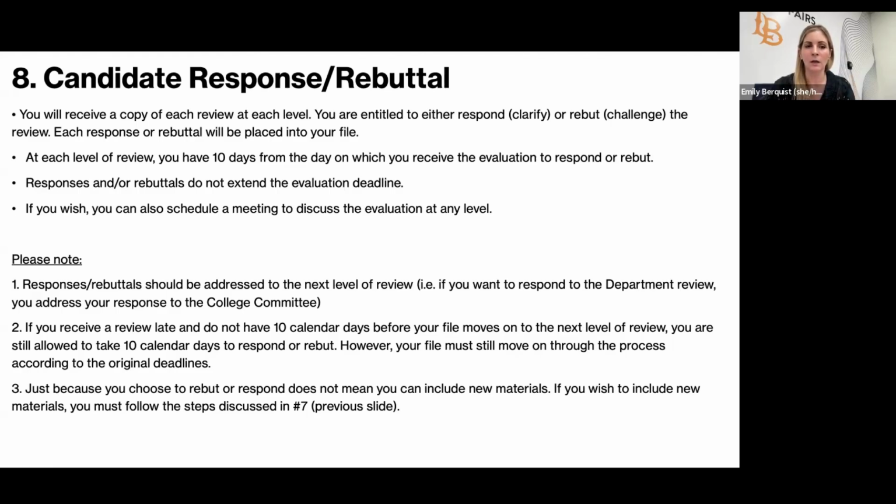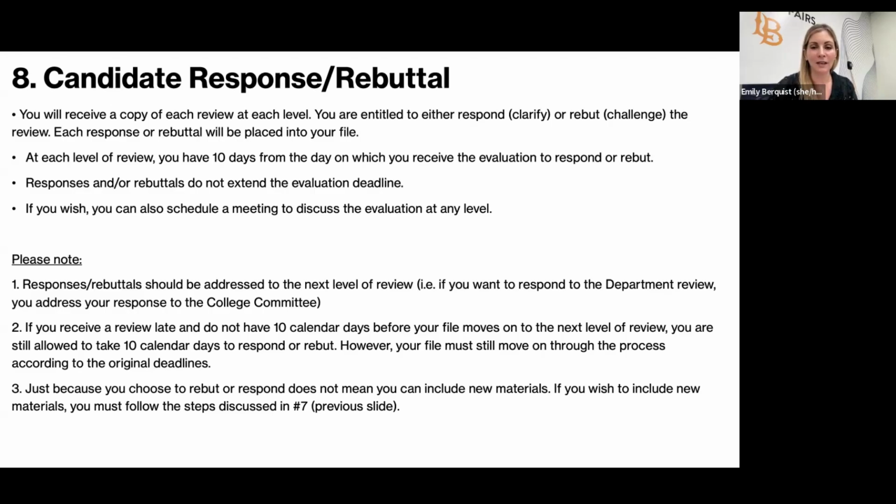Please note, your responses and rebuttals should be addressed to the next level of review. So for example, if there was something in your department review that you wanted to respond to or to rebut, you're going to address your response to the next level up in the process, which is going to be your college RTP committee.